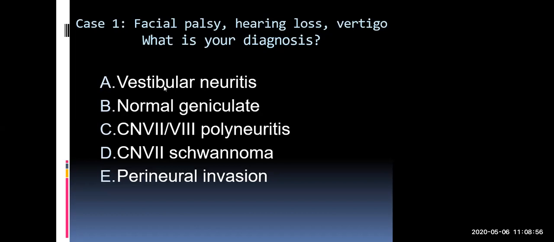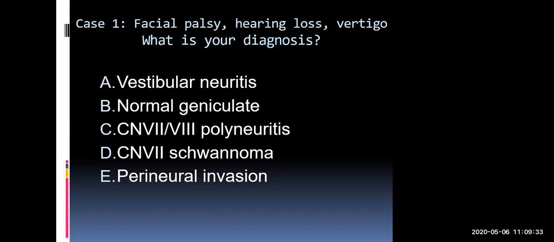What rules out vestibular neuritis, which would look identical on imaging, is that this patient also has facial paralysis and hearing loss. It's not a normal geniculate ganglion. You do not see that linear enhancement in the superior aspect of the IAC with a normal geniculate ganglion. Facial nerve schwannoma, unlikely for a facial nerve schwannoma to cause such linear enhancement and also cause hearing loss and vertigo at the same time. And perineural invasion, again, is very unusual, especially with presentation of a sudden sensory nerve hearing loss, facial paralysis, and vertigo attack.